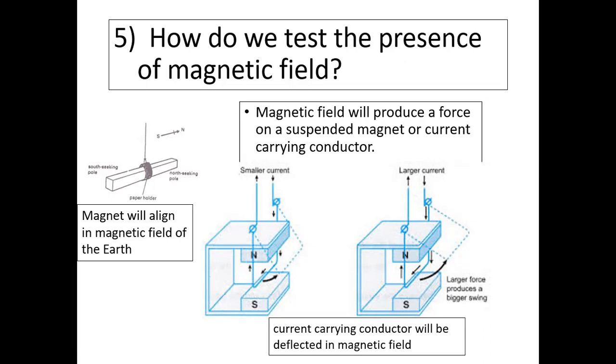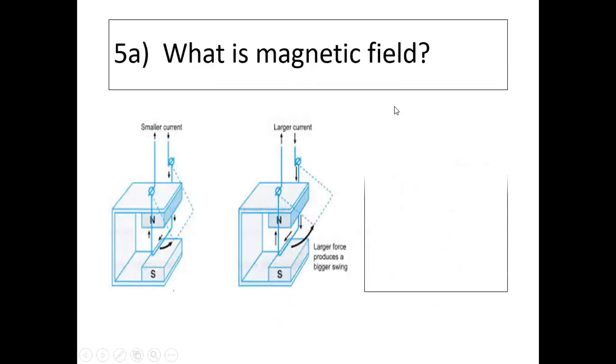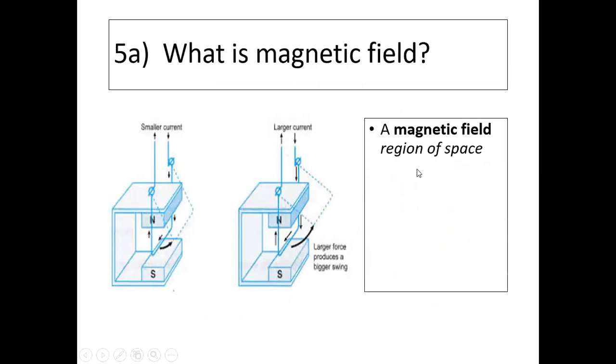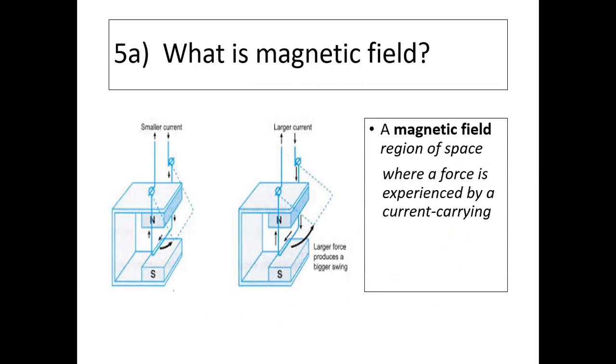Okay, a current carrying conductor will be deflected. That's one of the topics you study. So what is a magnetic field? It is a region of space, just like a football field, where a force is experienced by a current carrying conductor. How do you know the field is there? We put a current carrying conductor there and it will be deflected, or we put a permanent magnet to test it. Either a permanent magnet will be deflected, or a current carrying conductor will experience a force in the field. That's how we know a magnetic field is present.